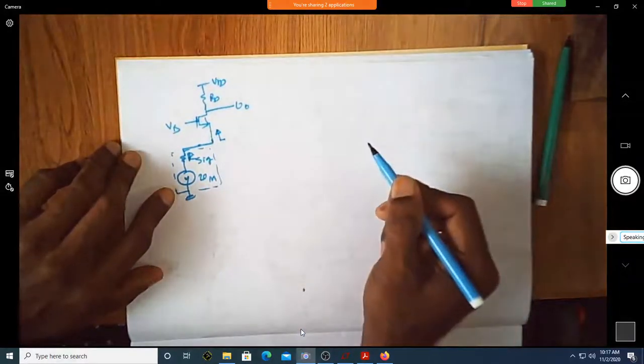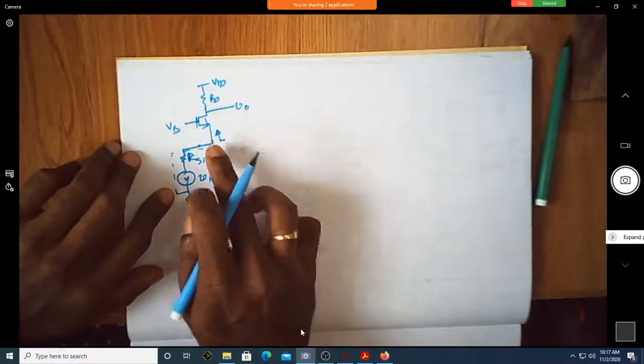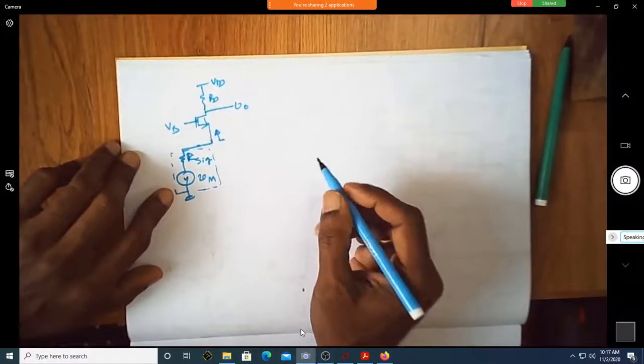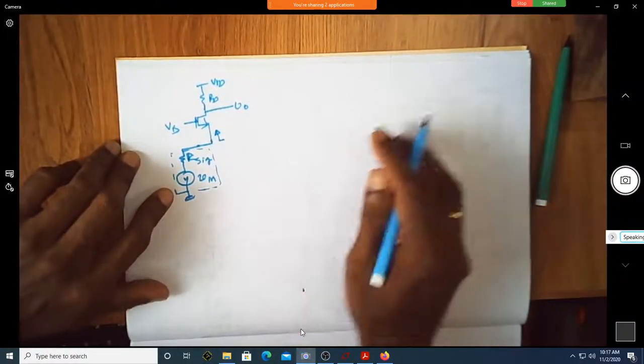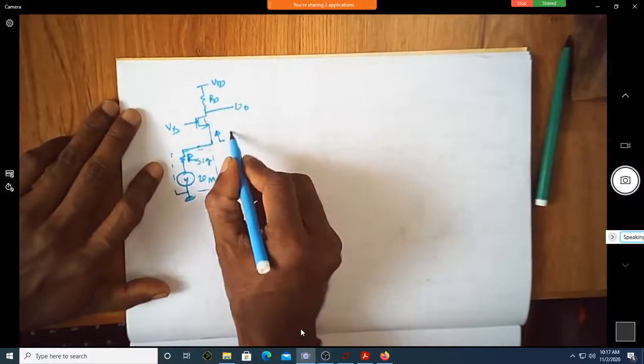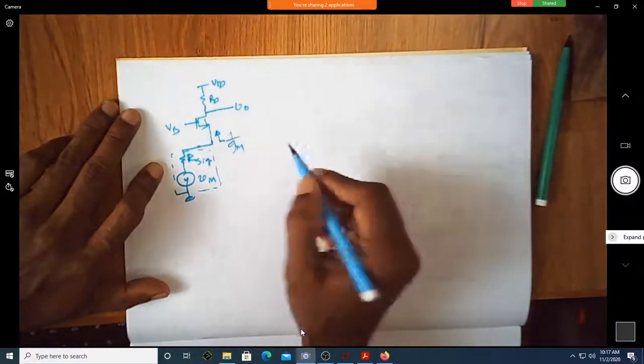looking up here, how much resistance are you seeing? Looking up to the source, how much resistance are you seeing? That's what we saw now. What is the input impedance of this? Is it not 1 over gm? Yes, this is 1 over gm.